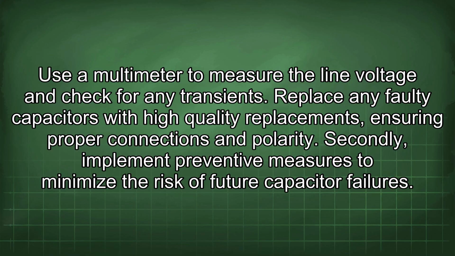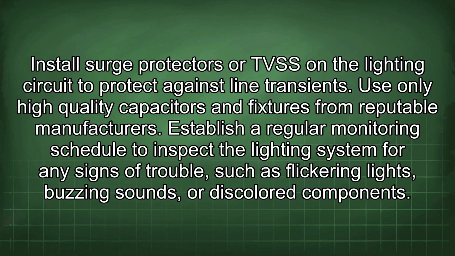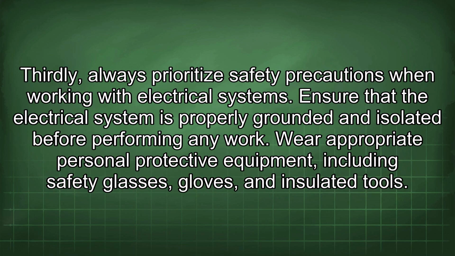Secondly, implement preventive measures to minimize the risk of future capacitor failures. Install surge protectors or TVSS on the lighting circuit to protect against line transients. Use only high-quality capacitors and fixtures from reputable manufacturers. Establish a regular monitoring schedule to inspect the lighting system for any signs of trouble, such as flickering lights, buzzing sounds, or discolored components. Thirdly, always prioritize safety precautions when working with electrical systems.